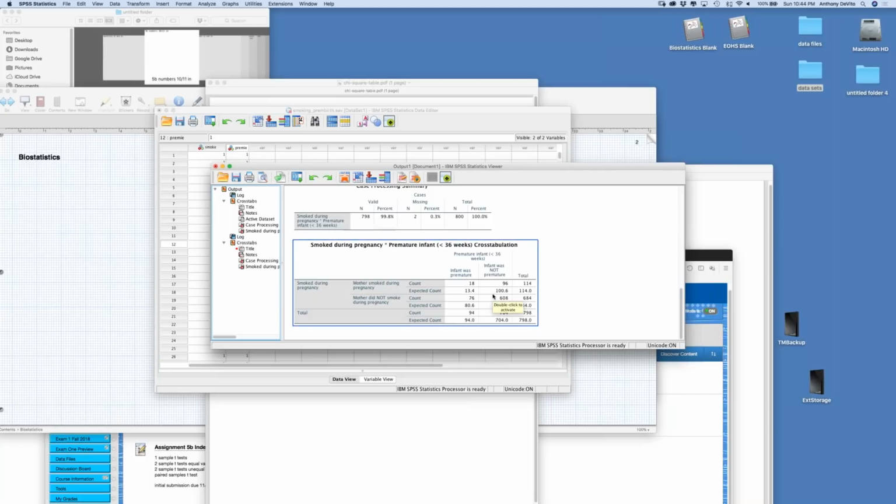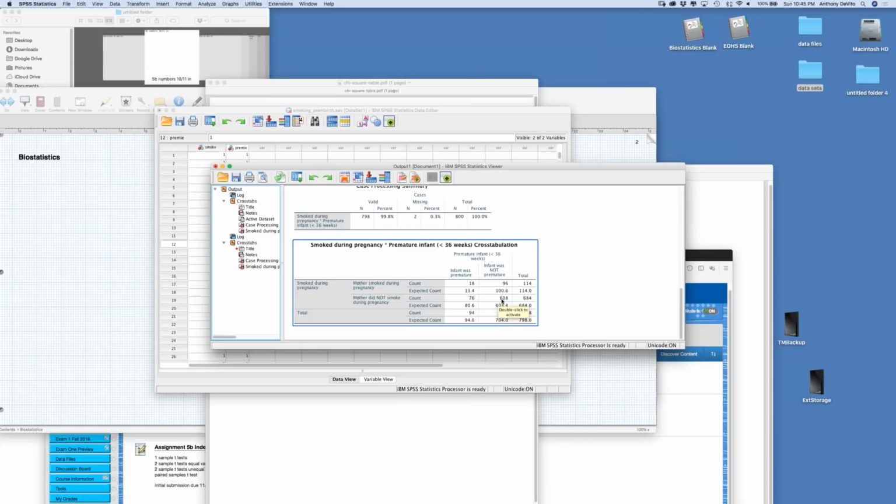We can also calculate our risks and odds. If the woman smokes, the risk of a premature birth is 18 over 114. The risk for mothers who didn't smoke was 76 over 684. The relative risk is 18 over 114 divided by 76 over 684. Now, how about the odds ratio? The odds for mothers who smoked was 18 over 96. The odds for mothers who didn't smoke was 76 over 608. And the odds ratio is 18 over 96 divided by 76 over 608.